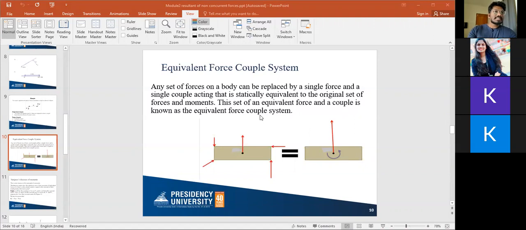Now, the set of an equivalent force and a couple is known as an equivalent force couple system. If there is an equivalent force and a couple together, this is known as an equivalent force couple system. It is necessary to know this analogy. You will have to understand the definition of it.